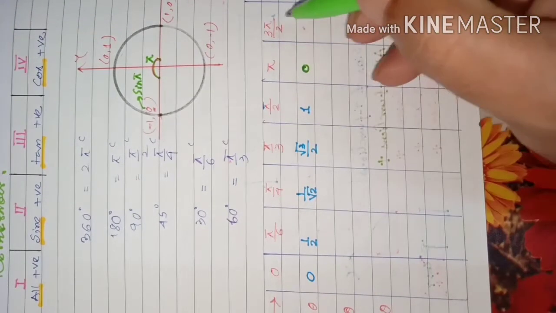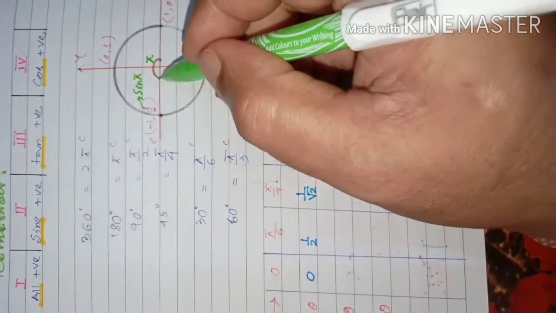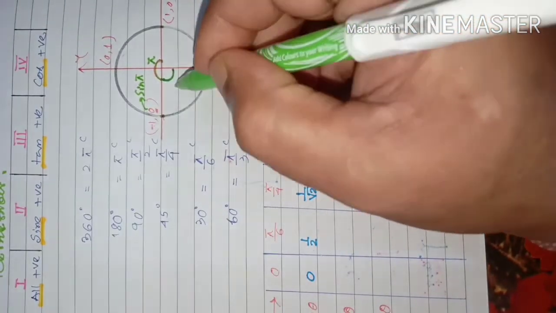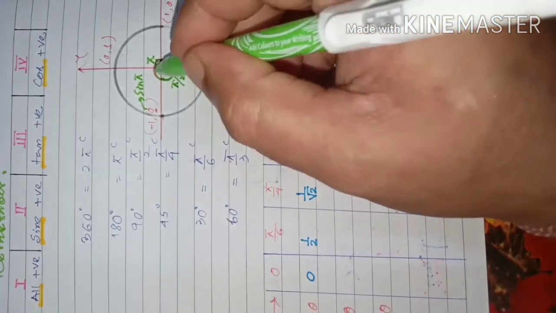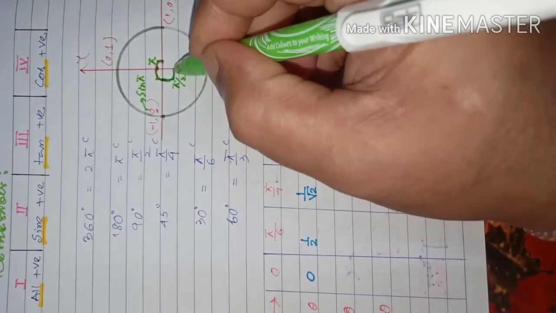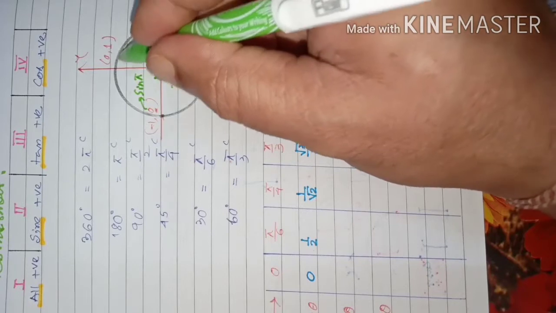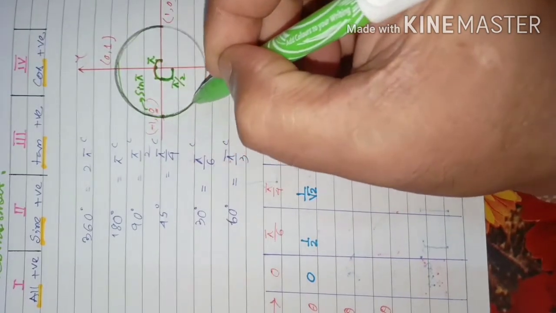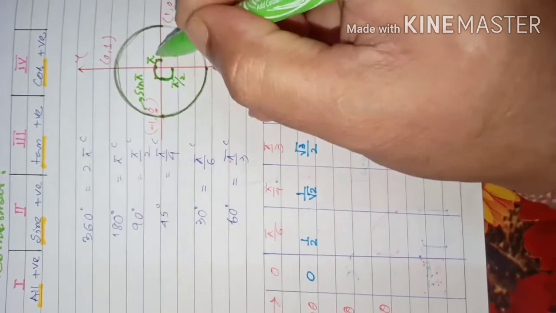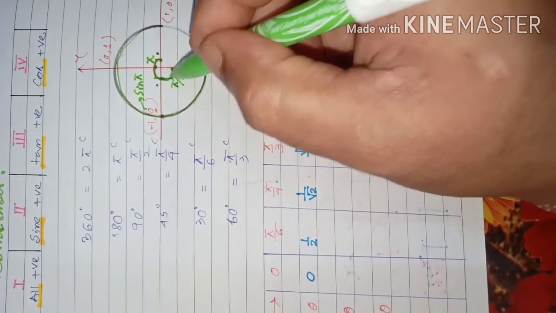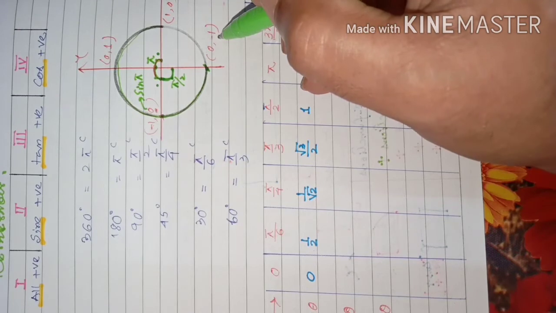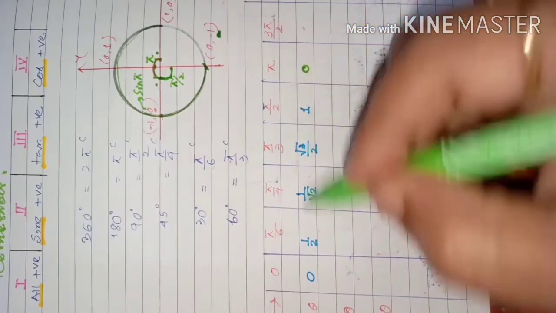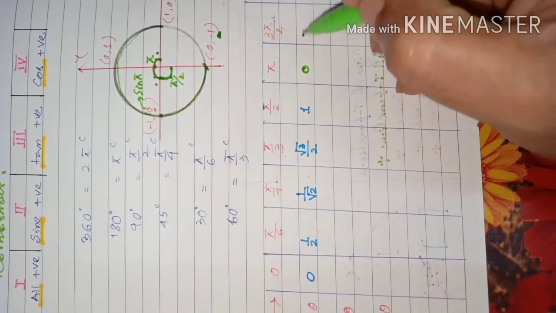Sine 3 pi by 2. 3 pi by 2 means actually one more pi by 2 you have to consider. That means this is pi by 2, another pi by 2, one more pi by 2. That means when this whole arc, which covers 3 quadrants, first quadrant, second quadrant, third quadrant, comes here, what is the value of sine? Sine value is minus 1. So sine 3 pi by 2 will be minus 1.